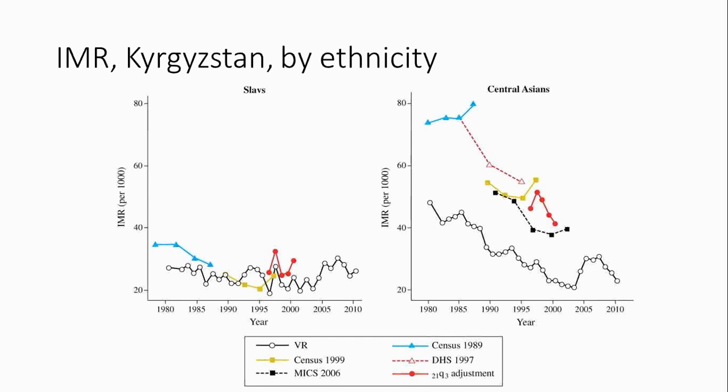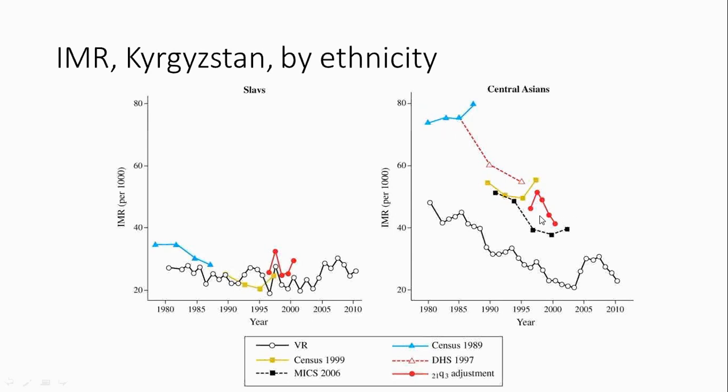We can look at this by ethnicity as well. What we see is that when you look at Slavs, there's basically no difference. There is very little difference between the adjusted and the non-adjusted VR data, and it's all consistent with the survey or census. However, there's a big difference for Central Asians.